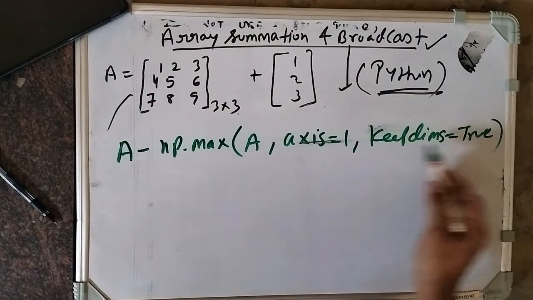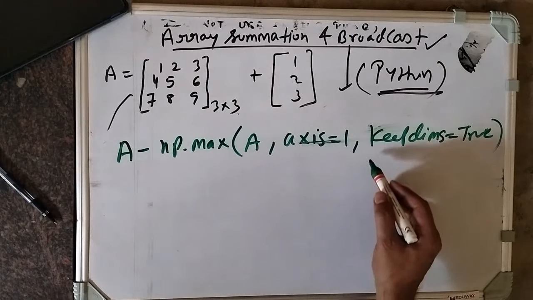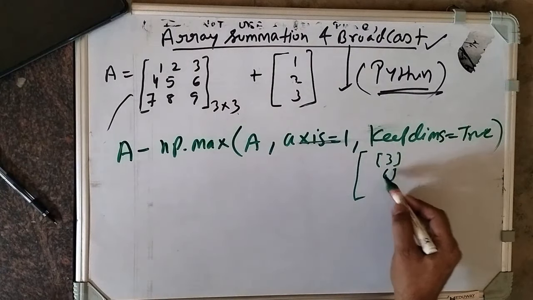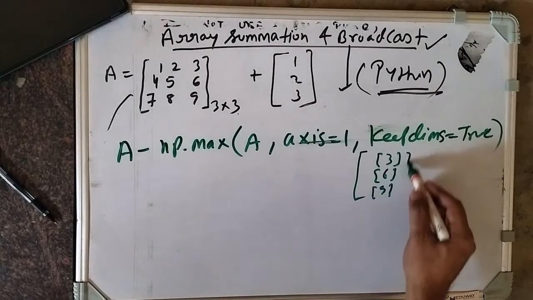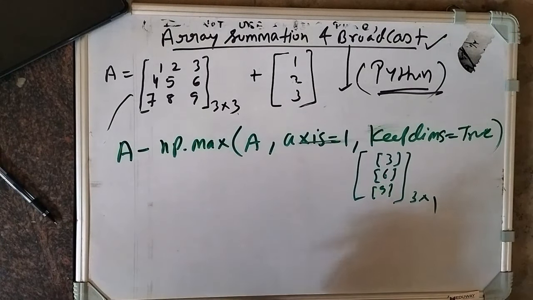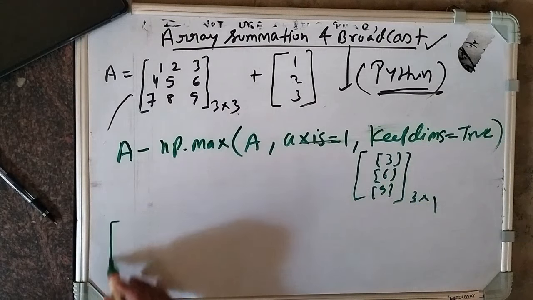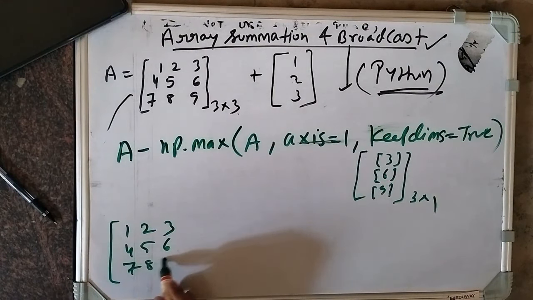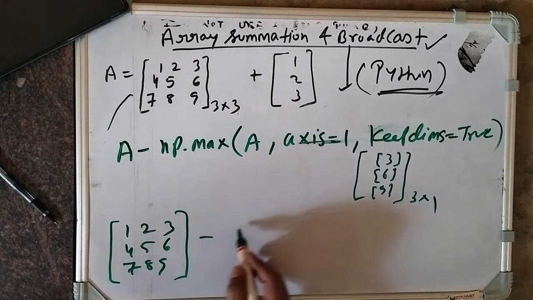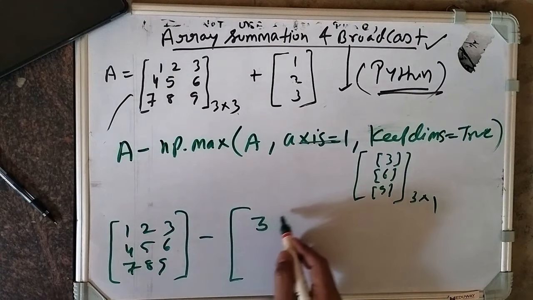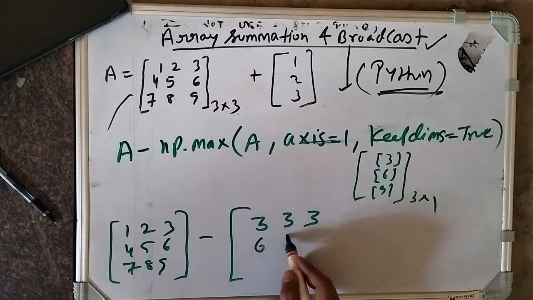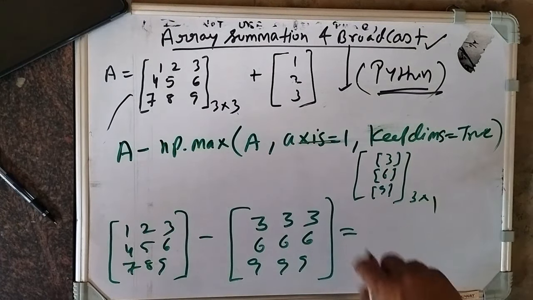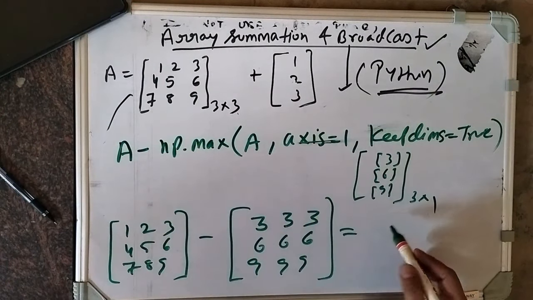If you are keeping dimension, what is the meaning of this? Your 3, 6, and 9, you are keeping dimension, so 3 into 1. Now how is the program working? Your matrix is 1 2 3, 4 5 6, 7 8 9, minus what you are doing? 3, 3, 3. It will write 3 times, 3 times, 3 times. Now subtract.